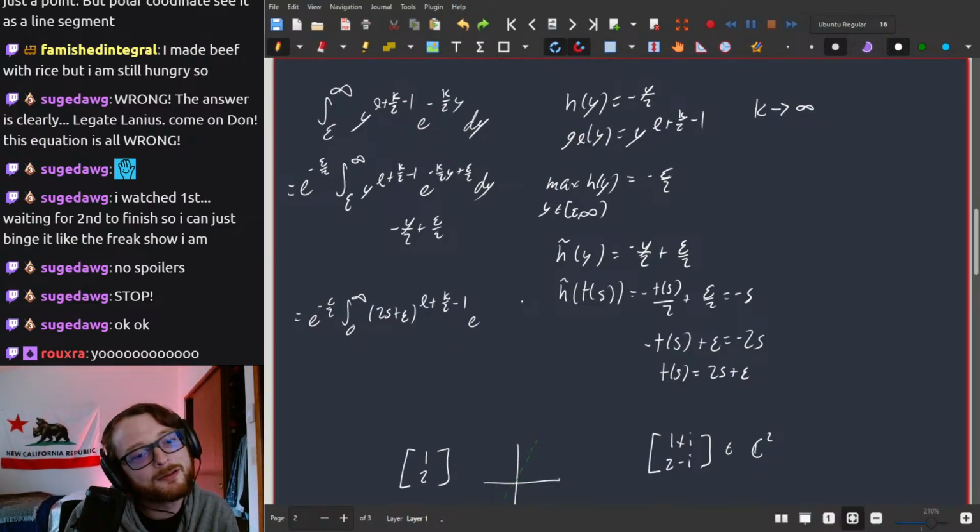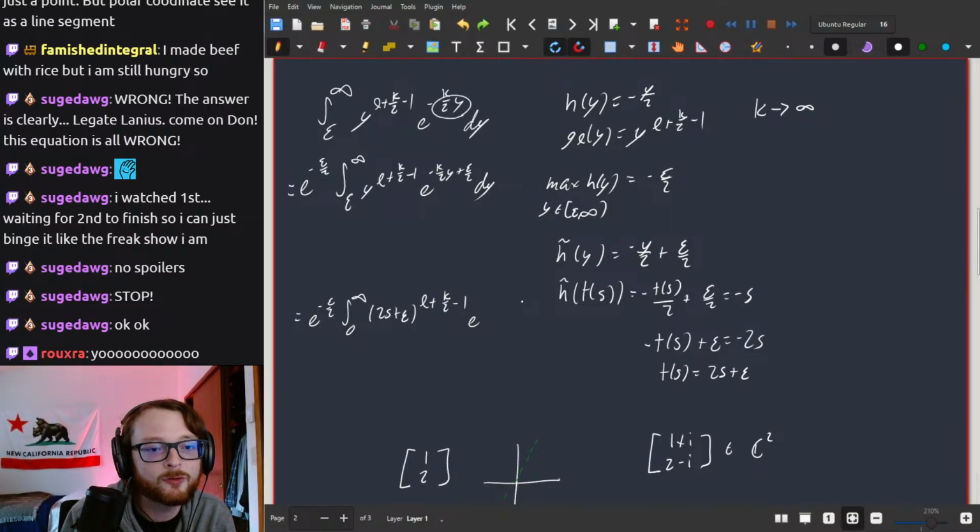Am I getting this? Should I have factored the K out? Why can't I? If I want this to be a minus, why do I have to do this in the first place? Couldn't I have just taken y over 2 equal to s?